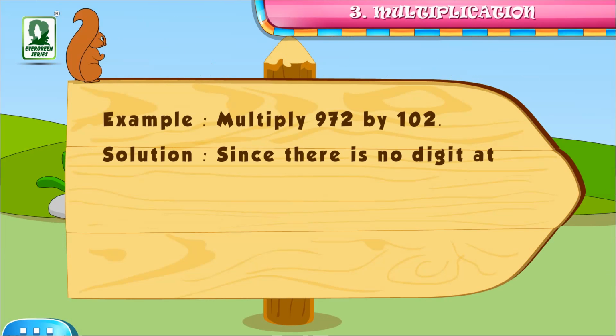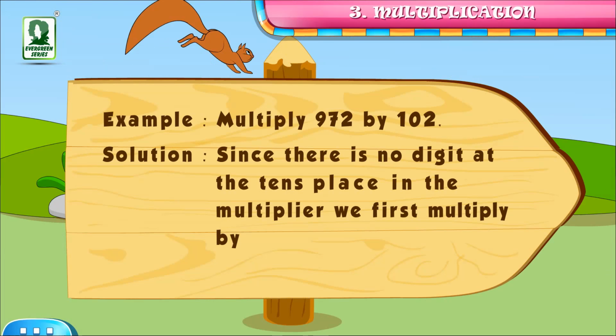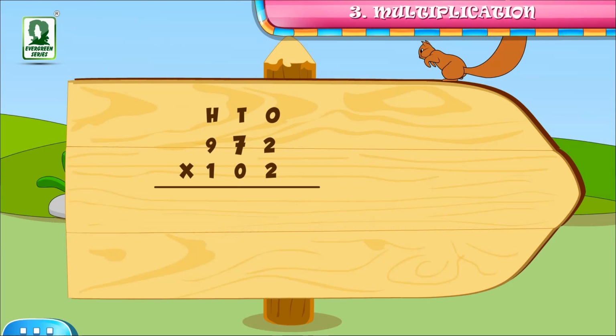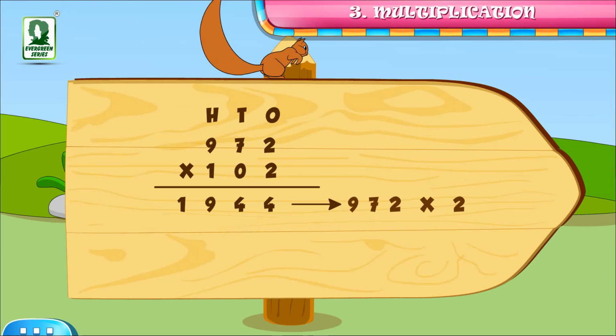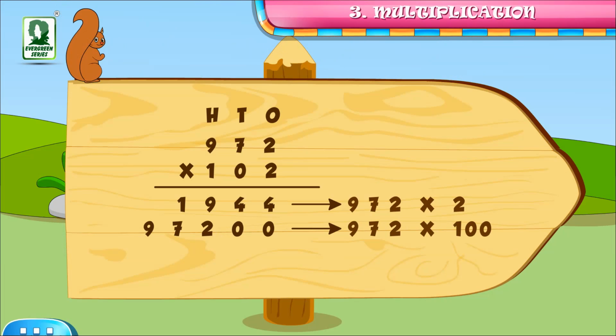Since there is no digit at the tens place in the multiplier, we first multiply by 2 and then straight by 100. Thus, 972 multiplied by 2 is equal to 1944. Then we will multiply 972 by 100, which is equal to 97,200.